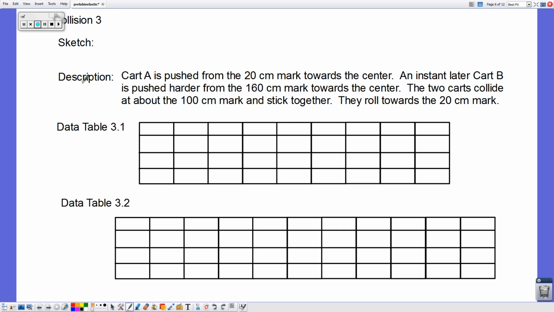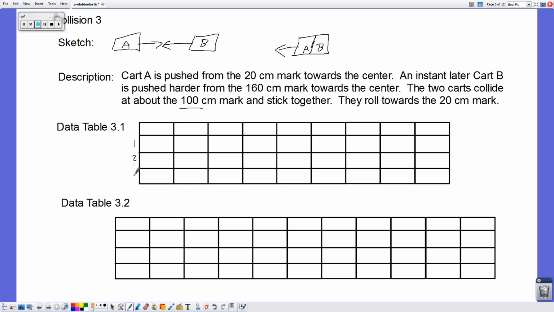Collision 3. You're going to have cart A, and you're going to push it. Then you're going to wait an instant, and you're going to push cart B way harder, so it goes faster. You still want them to collide at the 100 centimeter mark, such as they collide and are still going to the left.